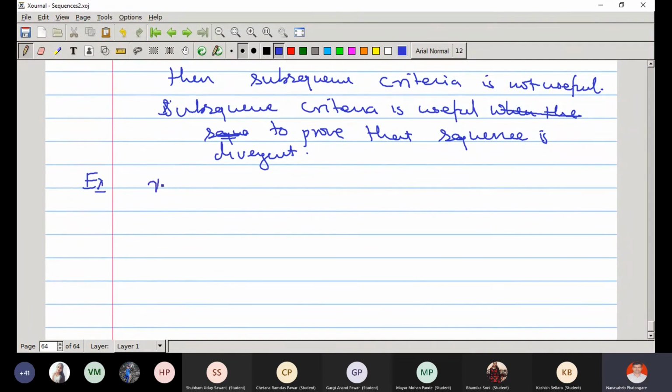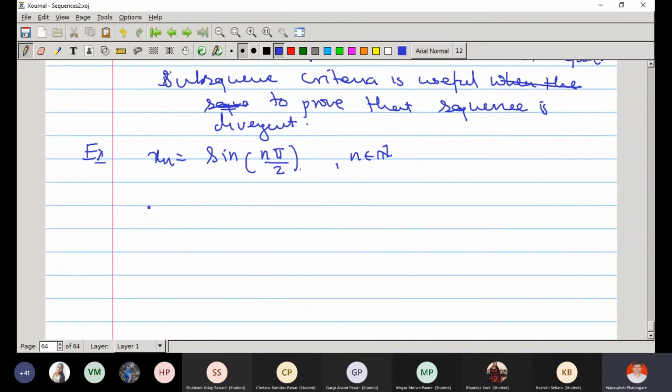Okay, let us look at another sequence. xn is equal to sine of n pi by 2. Is it convergent? Let me write down a few terms: x1, x2, x3, x4, x5. What is x1? 1. What is x2? Sine 2 pi by 2, which is sine pi, which is 0.